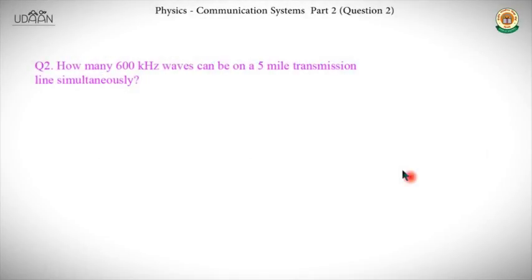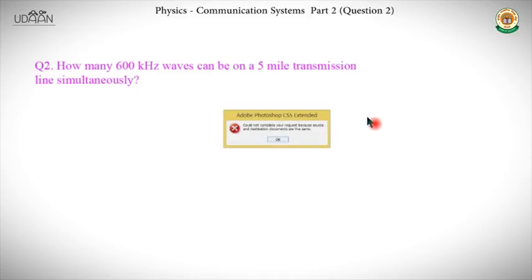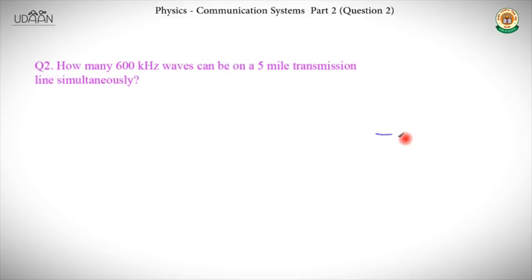How many 600 kilohertz waves can be on a 5-mile transmission line simultaneously? Not a lot of information is given there, but I think there's enough. We are given the frequency of the waves to be 600 kilohertz, and the transmission line to be 5 miles long. A transmission line is basically a wire, so let's assume that this is 5 miles.